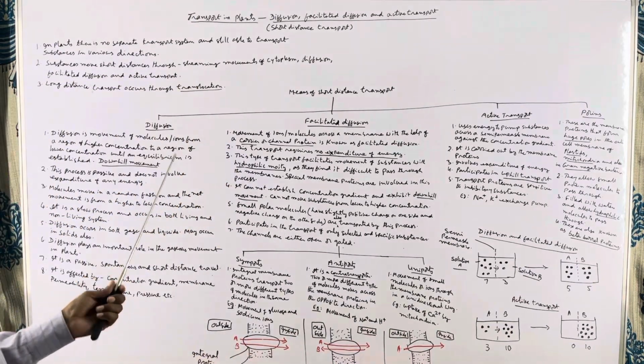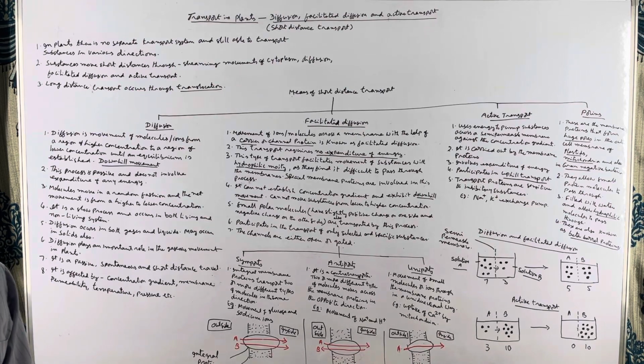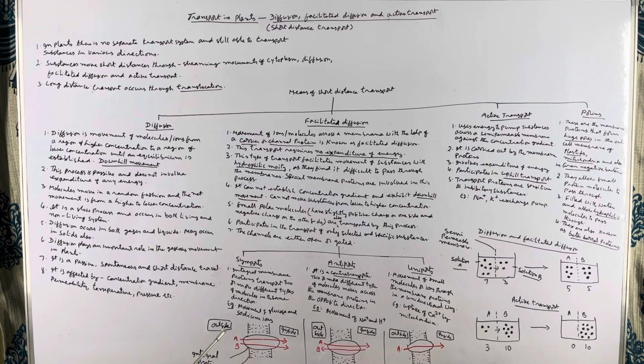And this type of diffusion occurs in both living and also in non-living substances, living organisms and non-living substances. And this movement through diffusion does not require any expenditure of energy. So there is no need to spend any ATP molecules in this process of diffusion. But diffusion is a very slow process. And diffusion of molecules is seen or exhibited by both the gases and liquids. Diffusion may also occur in solids.